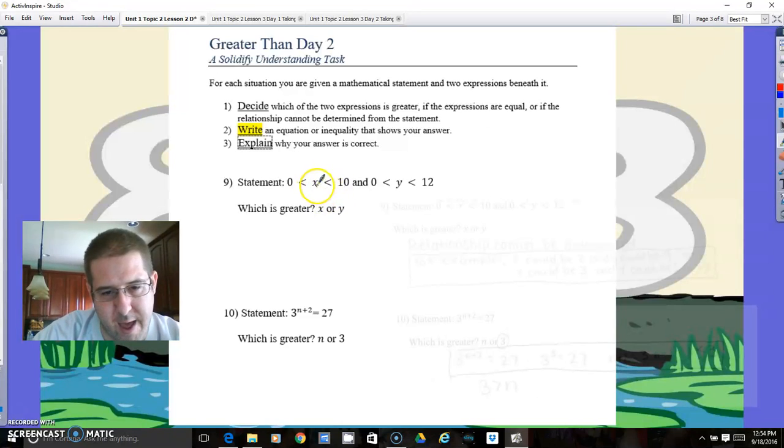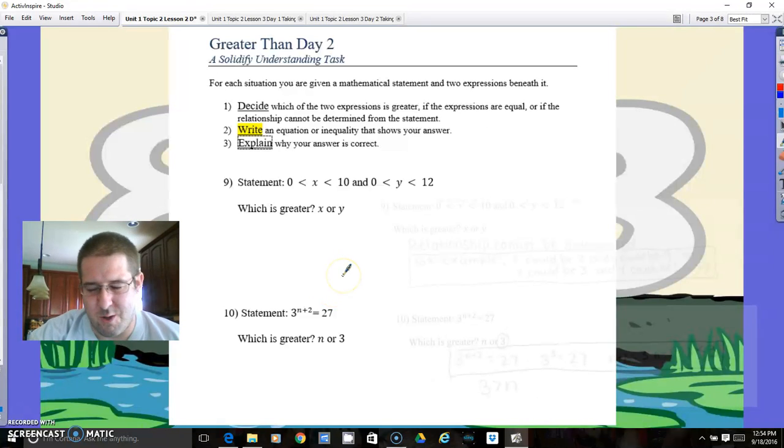You can't determine if x is greater than y, because x could be 1, y could be 2. Therefore, y would be greater. Or x could be 10 and y could be 1. Therefore, x would be greater. There's too much overlap between this and this, which means x can be a lot of different things, and y could be a lot of different things, and they could be overlapped. So this cannot be determined.